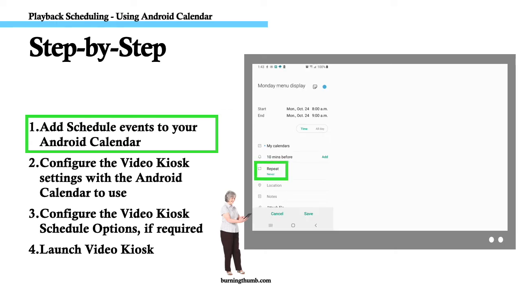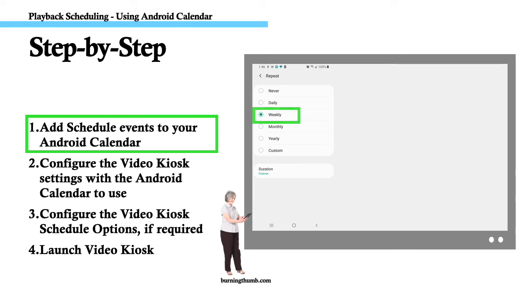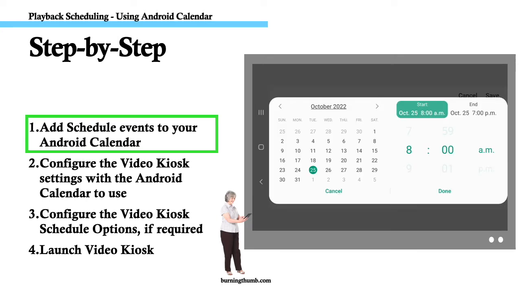Because Valerie has just one menu that she displays all day, she didn't need to display different menus for different times of the day. If she had, she would have used a playlist and added the playlist to the notes field of her event. For more information about this syntax, refer to the Video Kiosk User's Manual. You'll find the link below.